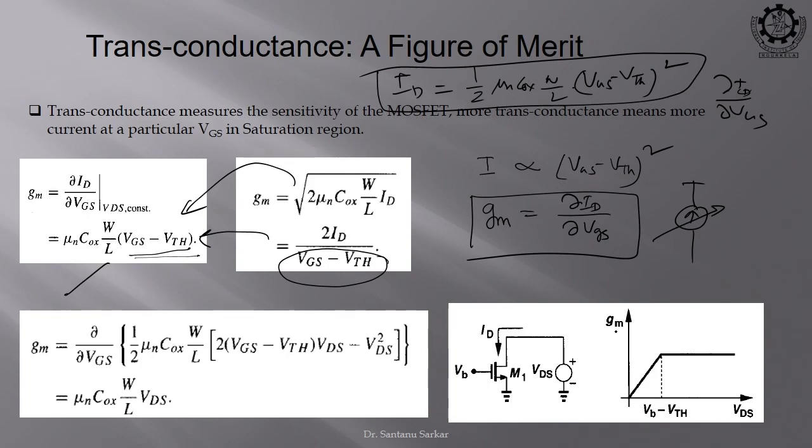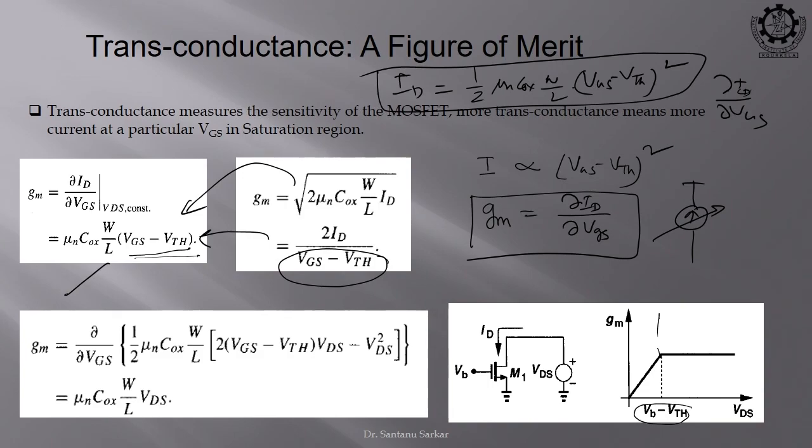If you see this plot, GM versus VDS, okay, your gate, what is your gate voltage? VGS is equal to VB. So, after which point does inversion happen? Overdrive voltage is equal to VB minus VTH. So, after which point does your transistor enter into saturation? VDS greater than or equal to the overdrive voltage. So, VDS greater than VB minus VTH.